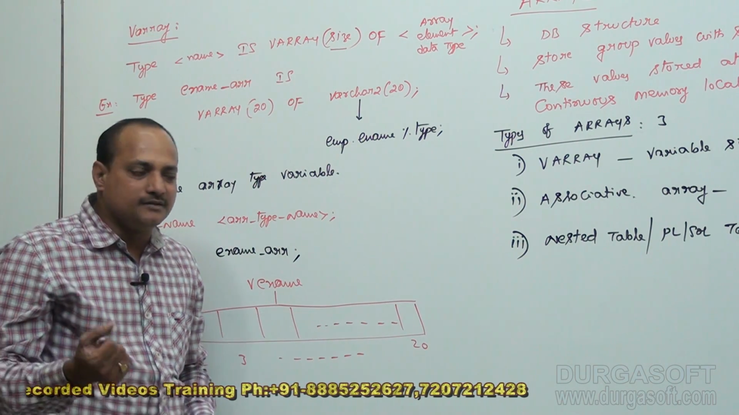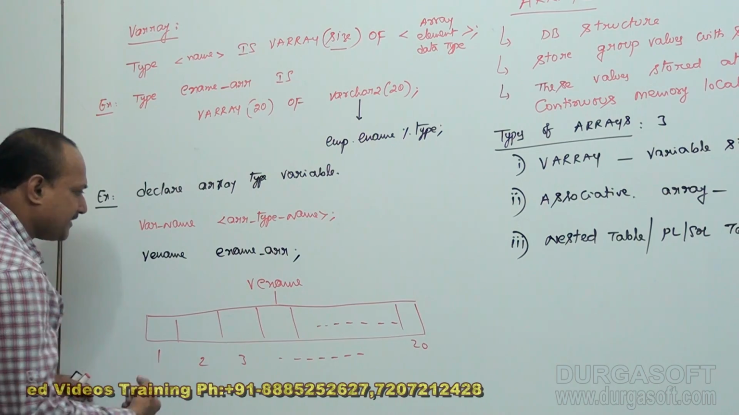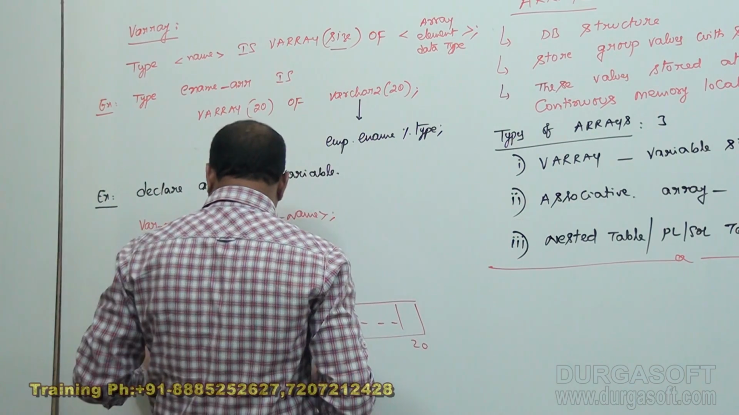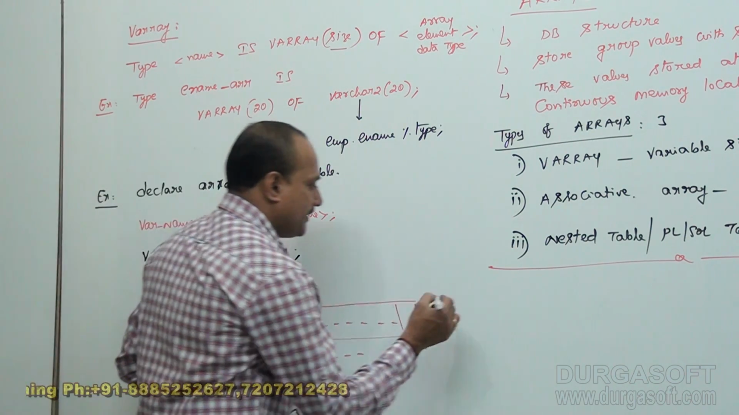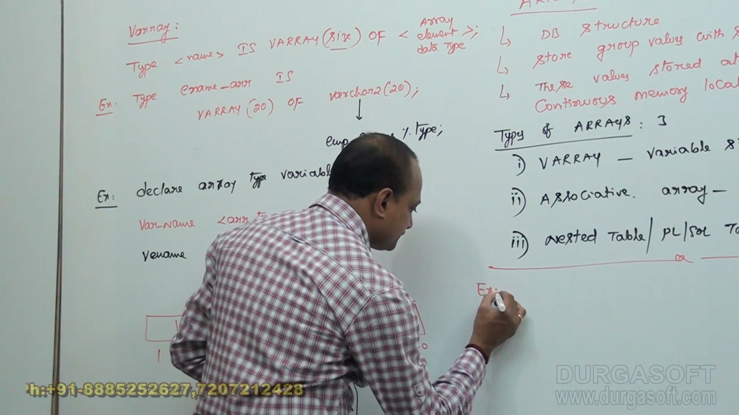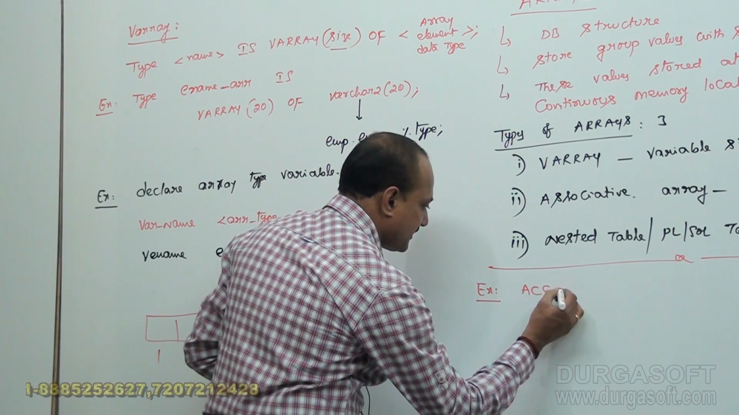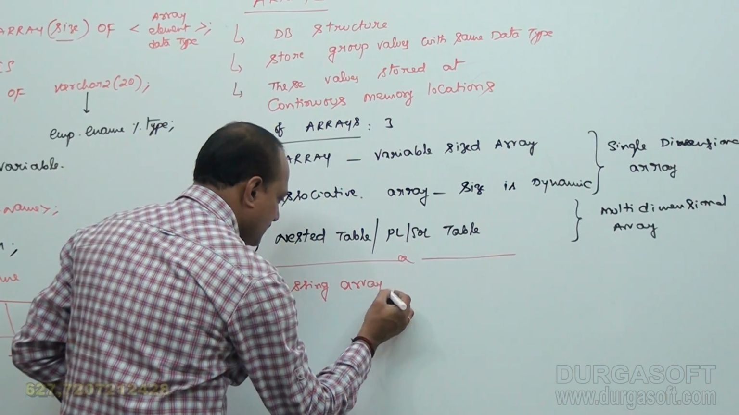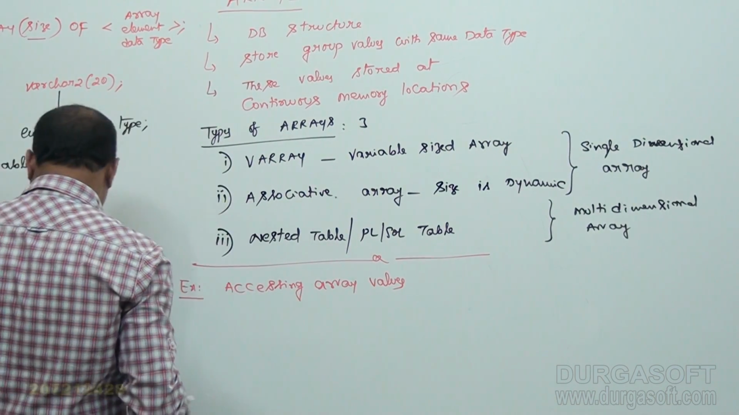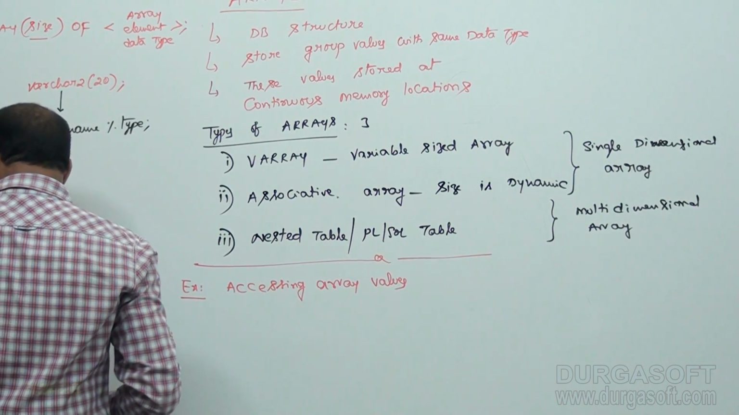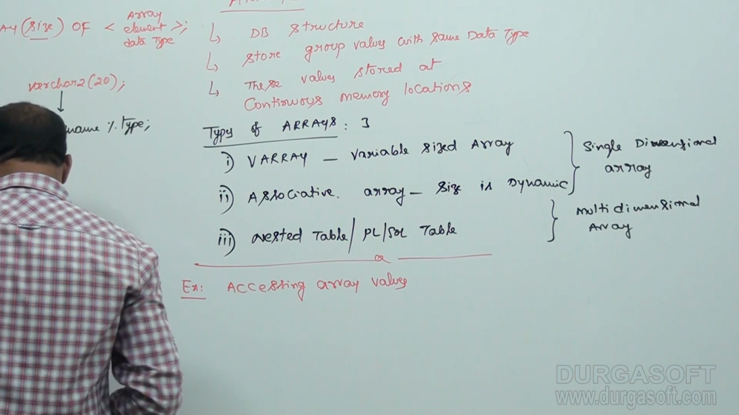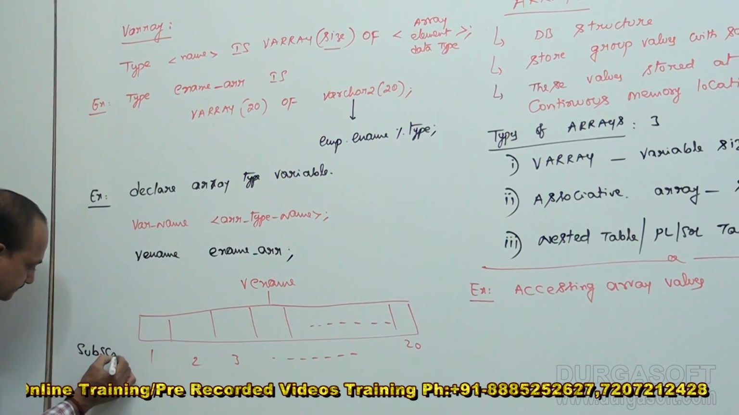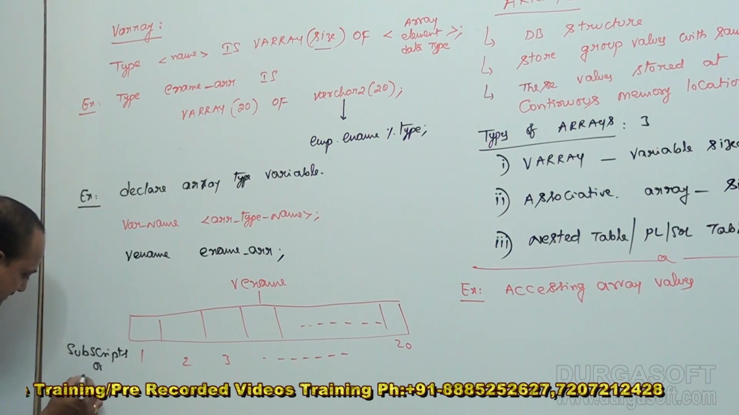How can I access individual values? How to access array values? Listen carefully. Here, see how to access the values. This is the variable. The third step is accessing array values. How to access it? Variable name of index name. These numbers are called subscripts or indexes.